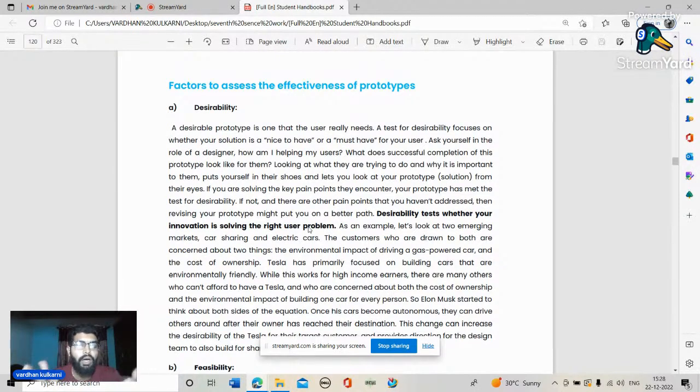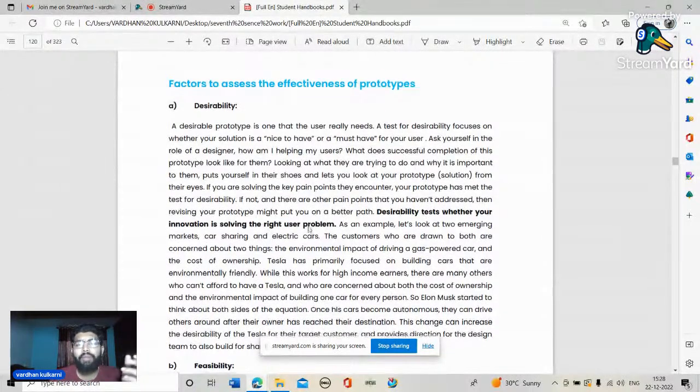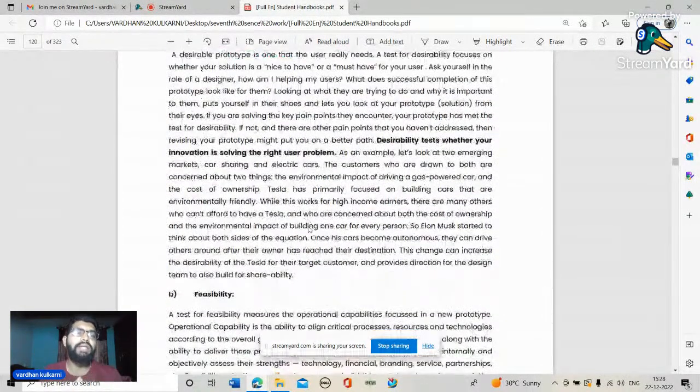Again, it comes back to empathy. If you are trying to solve the key pain points they encounter, your prototype has met them; revising your prototype must put it on a better path. So desirability tests whether your innovation is solving the right user problems. For example, let us take two emerging markets: car sharing and electric cars. The customers are drawn to both by two concerns: the environmental impact of gas-powered cars, and the cost of ownership.